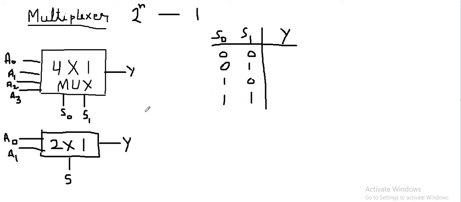These two are selection lines. When S0 is 0 and S1 is 0, the input A0 is going to be selected. Don't forget that this is a data selector. Multiplexer is known as a data selector, so from these multiple inputs, one is selected at a time, because a multiplexer is a multi-input and single-output combinational circuit. When S0 is 0 and S1 is 1, A1 is selected; when S0 is 1 and S1 is 0, A2 is selected; and when S0 is 1 and S1 is 1, A3 is selected.